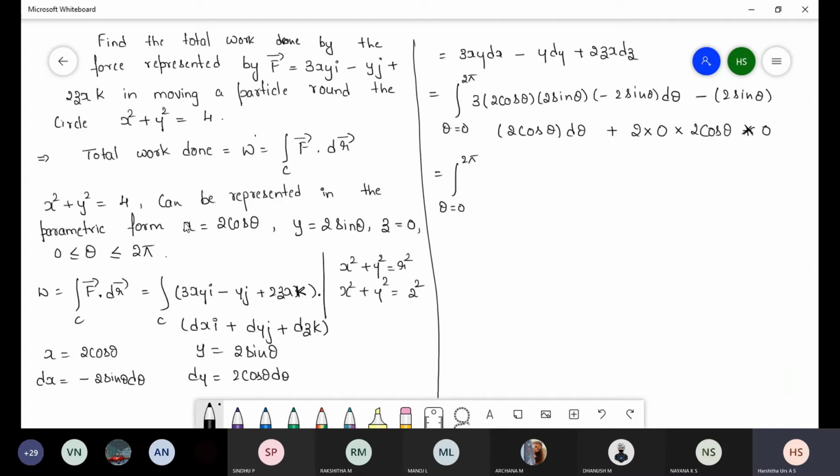So 0 to 2 pi, 3 2s are 6, 6 2s are 12, 12 2s are 24. So minus 24 cos theta into sine square theta minus 2 2s are 4 sin theta cos theta, whole into d theta.